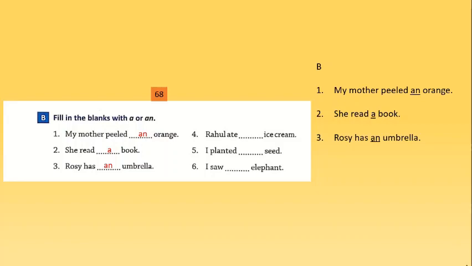Next is number 4. Rahul ate dash ice cream. What article will we use? We use an, because ice cream begins with a vowel. Rahul ate an ice cream.